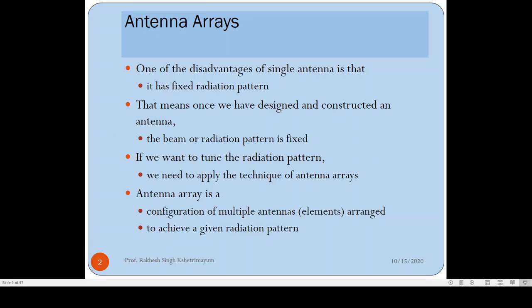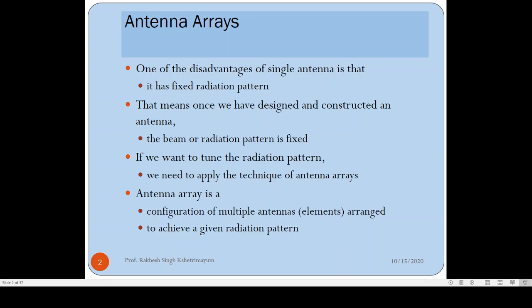So in this class, we'll discuss antenna arrays. One of the major problems with a single antenna is that once you design and fabricate the antenna, you cannot change its radiation pattern. The radiation pattern is fixed. If you want to change the radiation pattern, you can apply a technique called antenna array. Instead of having one element, you can have many antenna elements, and you can feed them with different phases and currents. Then you will be able to modify the radiation pattern of the antenna array.